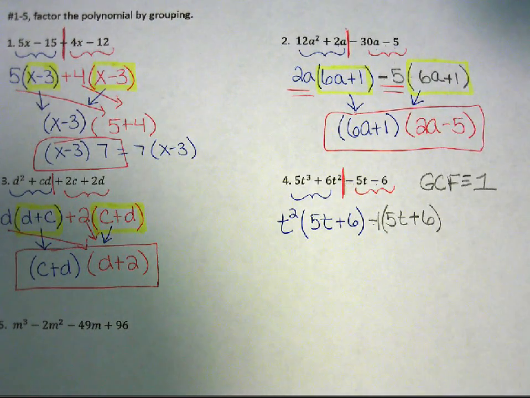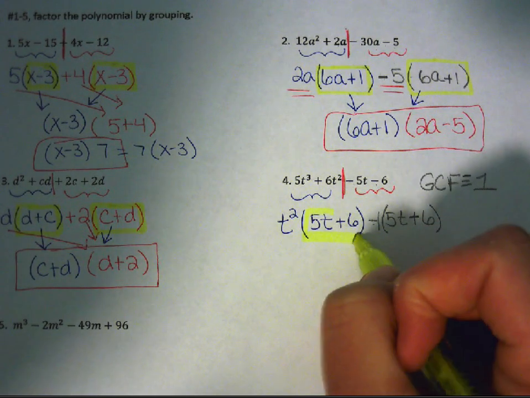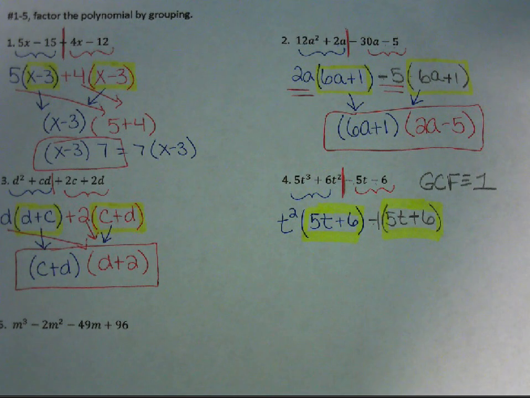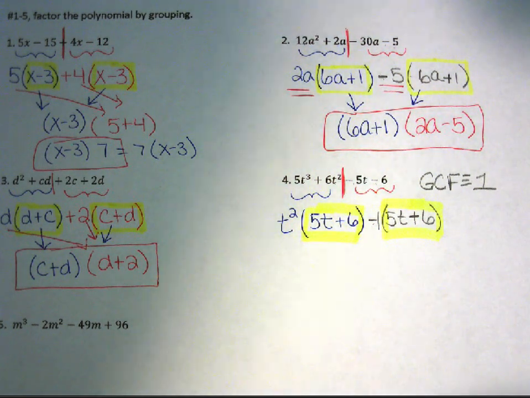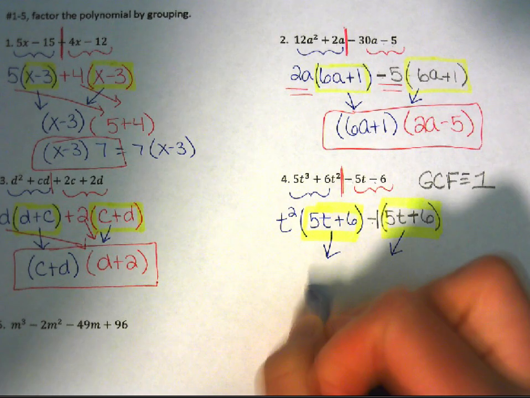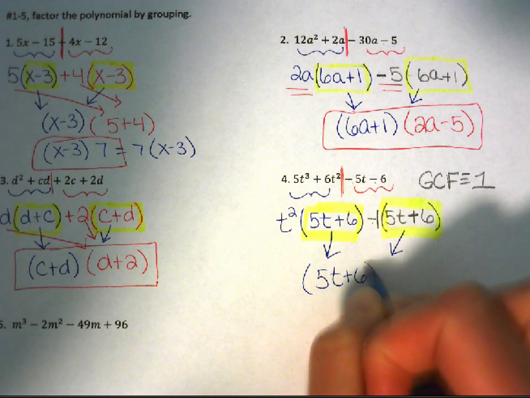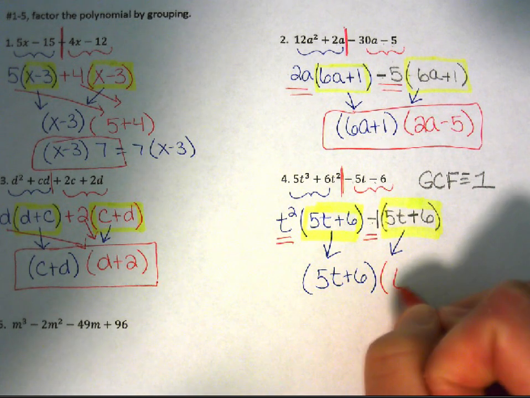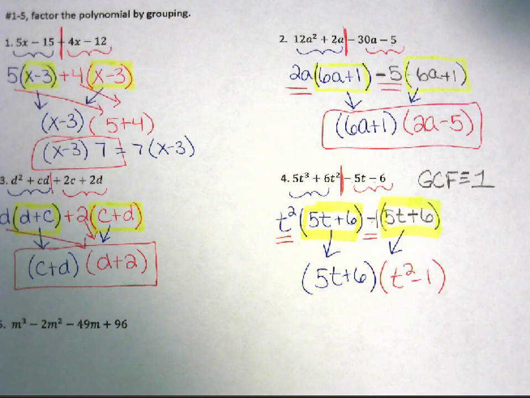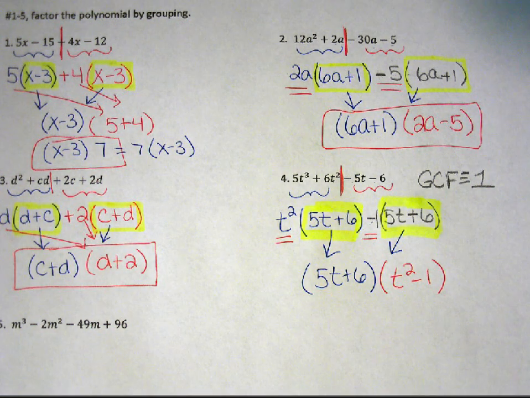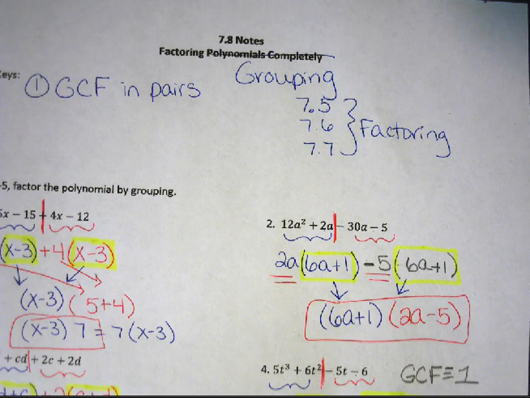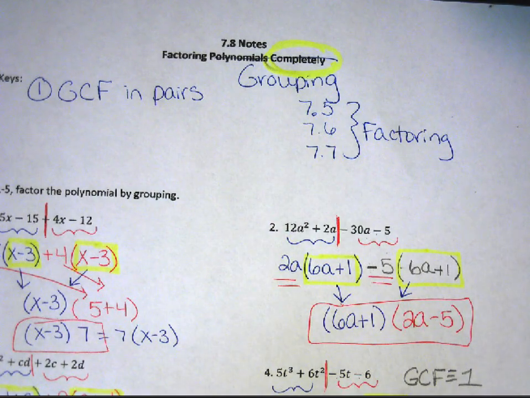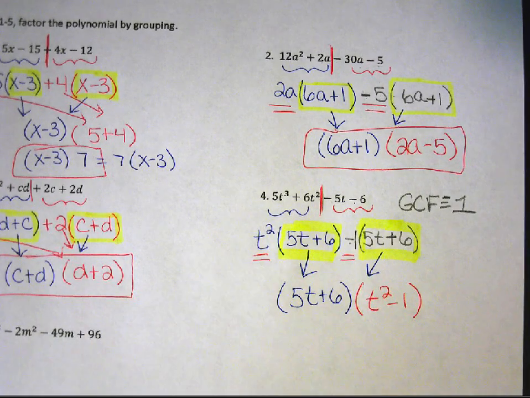Okay, remember, the goal is you need to get these parentheses the same. We don't often think of 1 as the greatest common factor, but it does happen. So our parentheses are the same. And then what we're left over with is t squared minus 1. And many of you might stop right here, but this is where the title comes in. The title is factoring completely. This is not done.